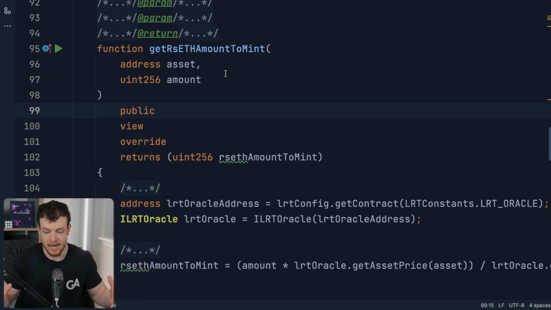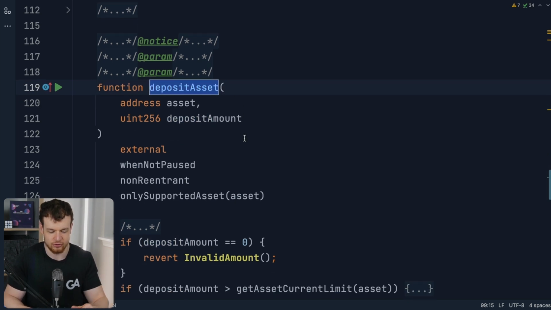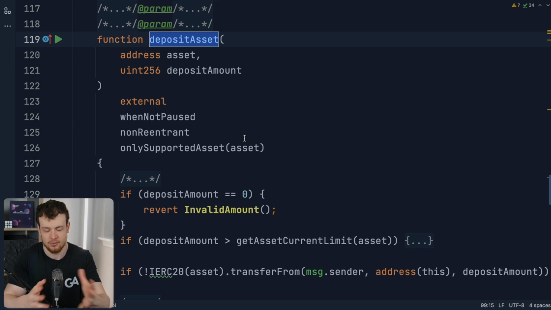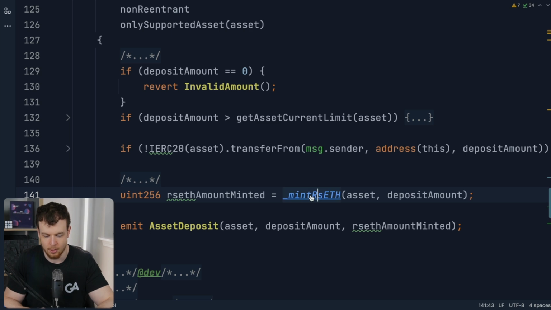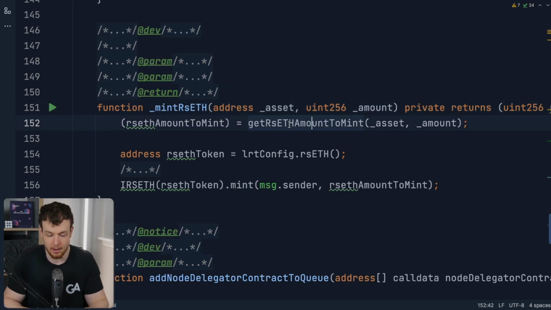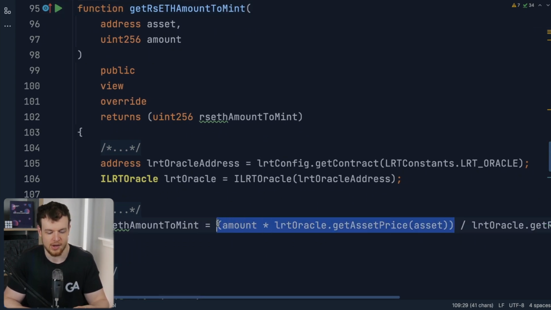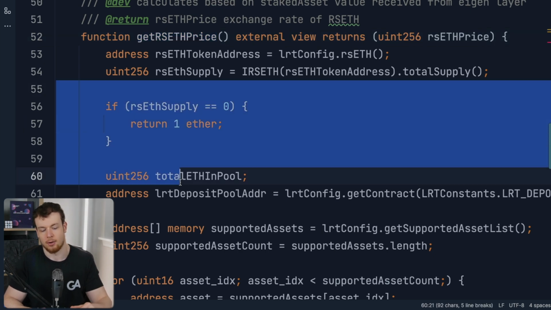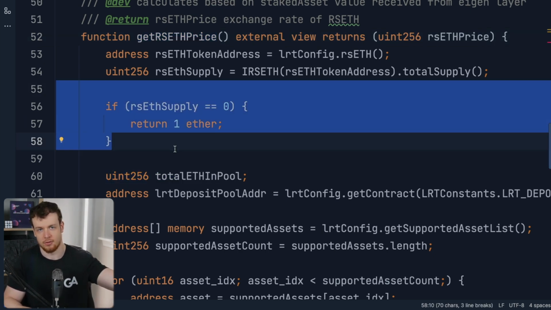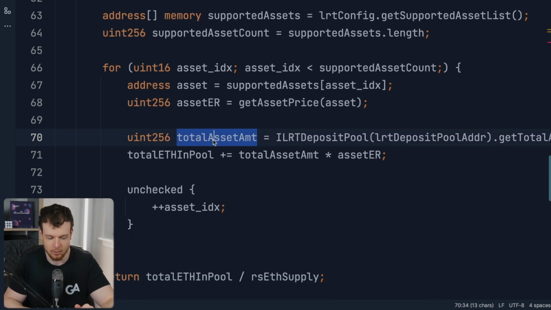Now, finally, when Bob actually has his deposit executed, we go to the deposit asset function. And so remember, he's depositing 10 staked ETH into the system. So we'll transfer from his staked ETH, we'll go mint rsETH. And when we calculate the rsETH amount to mint for Bob, we're going to come into the Oracle, right? Let's just say his amount here is worth 10 ETH. And let's go to the get rsETH price function. And we can see now we bypass this since Alice has already minted her single wei. And we come in here, we go through the loop, and we get the total asset amount.